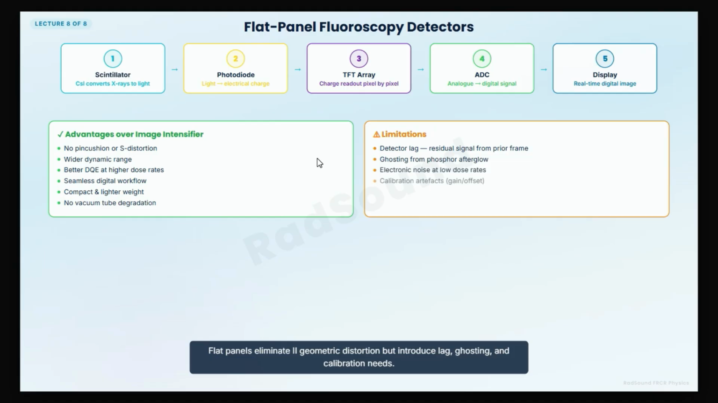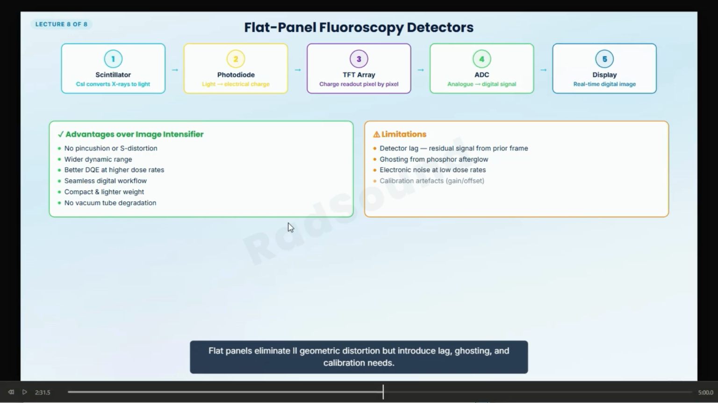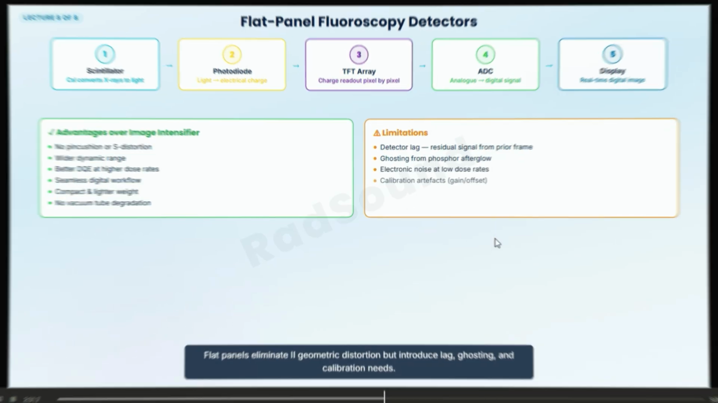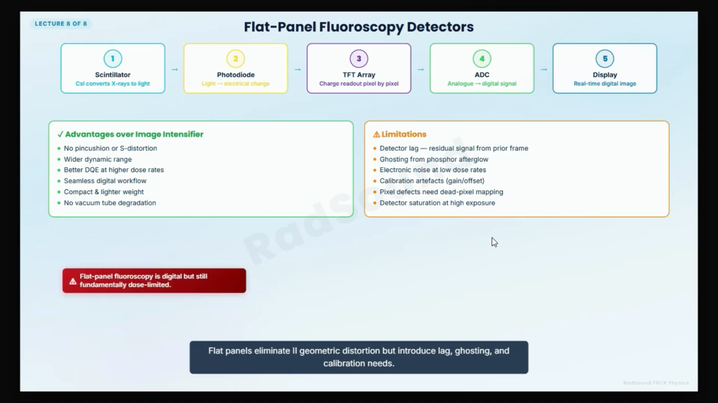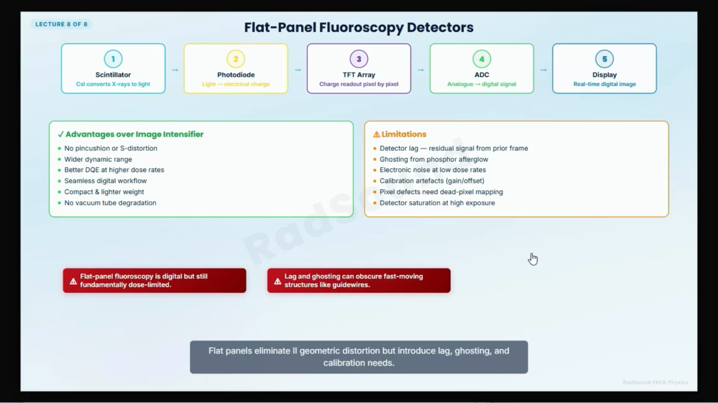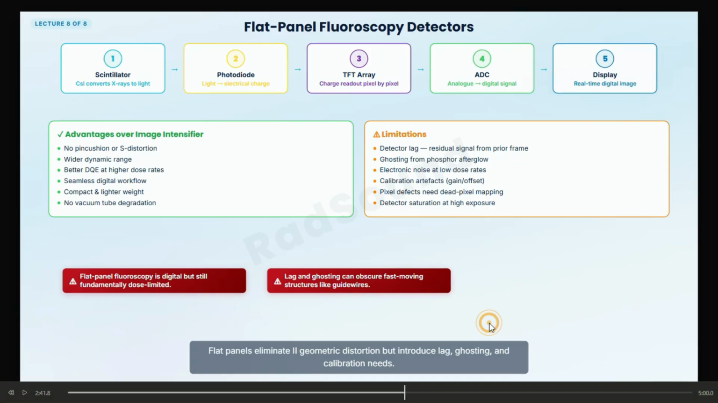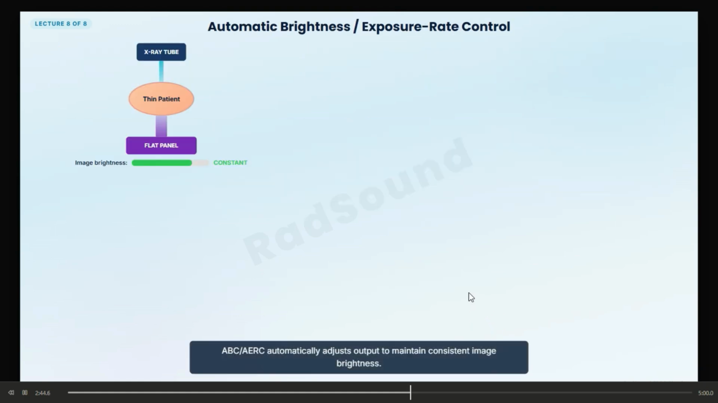But what are the main limitations? The detector can lag in displaying the image. A digital signal from the prior frame might become a ghost in the next one. And then we can have electronic noise at low dose rate, calibration artifacts, gain and offset errors, and others. So these are among the limitations related to the flat panel detector. Detectors eliminate all the geometric distortion related to the image intensifier, but we can have lag, ghosting, and calibration needs, and lag can obscure fast-moving structures like guidewires. So these are among the implications of using flat panel detectors also. But overall, they are better than the image intensifier.